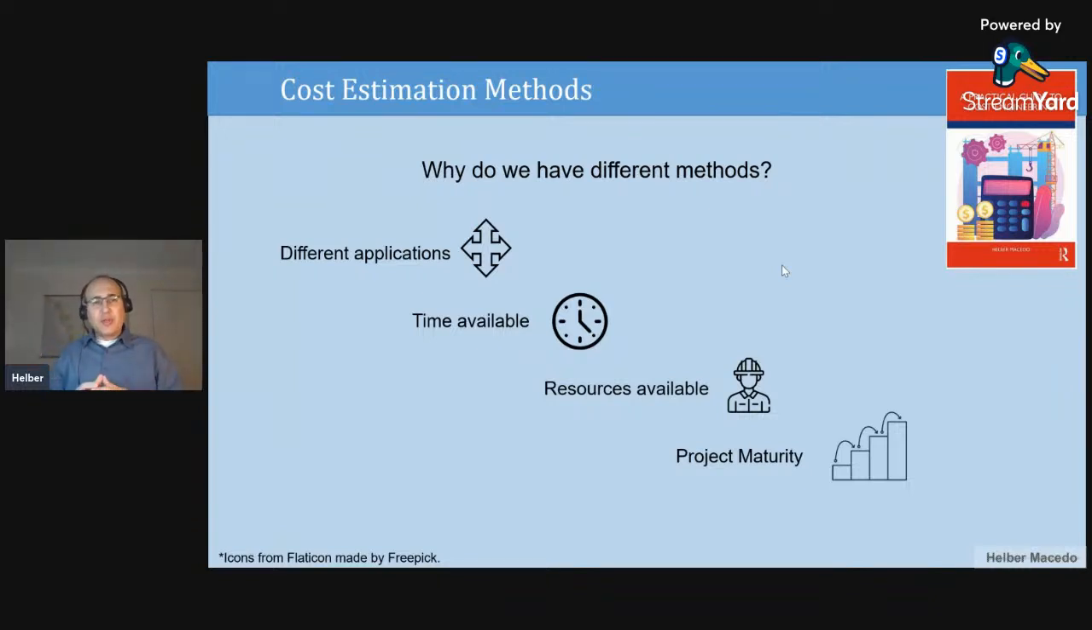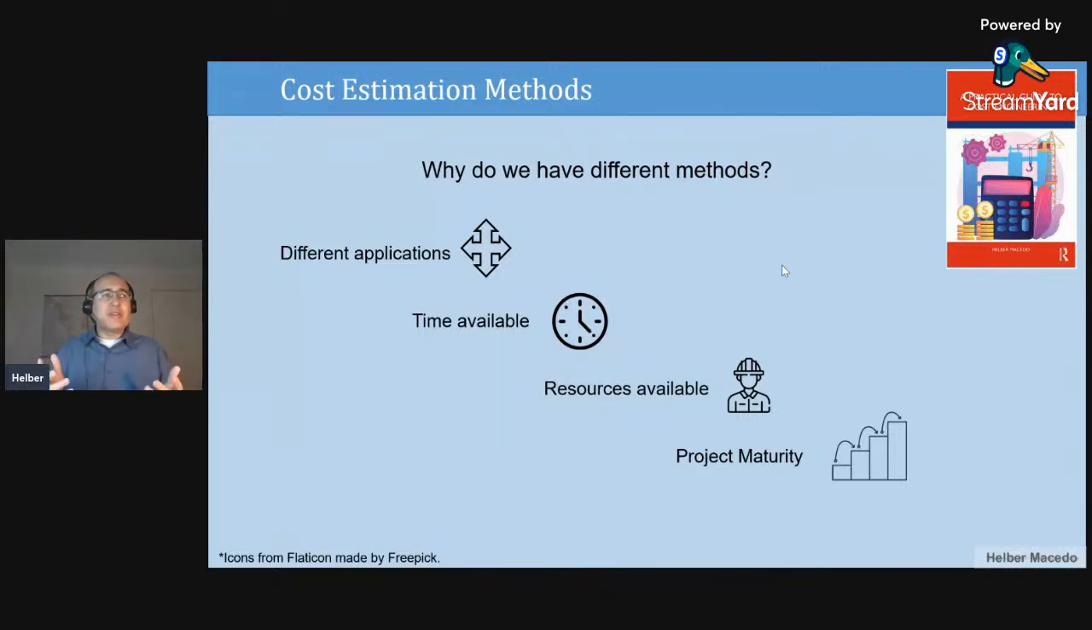of your scope. So maybe if you're in the initial planning phase, what you need to do is define the order of magnitude of your project. You use a quick method, a conceptual method. So different applications is one of the reasons that you have different techniques.